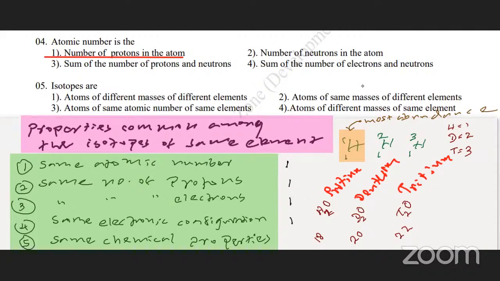The mass numbers are different. I don't have space right here, so please write on the left side. I have given properties common to the isotopes: same atomic number, same protons, same electrons, same configuration, same chemical properties. But properties different among isotopes: mass number different, neutron number different, and physical properties different.